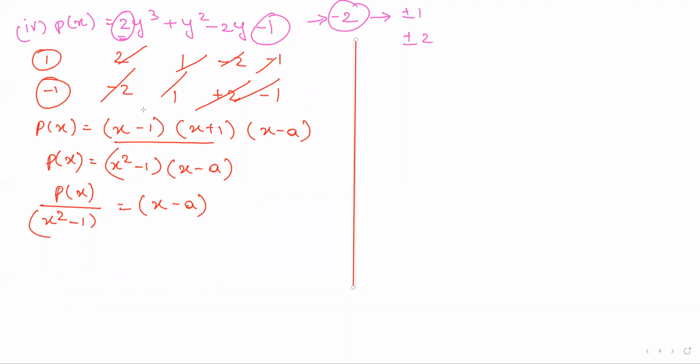Next, let's do it by the actual division method. Dividing the P of x, which is 2y cubed plus y squared minus 2y minus 1, by x squared minus 1. Sorry, I wrote it all in the form of x. Your variable is y. Everywhere where I wrote x should be y. Try not to make the same mistake in the exam.